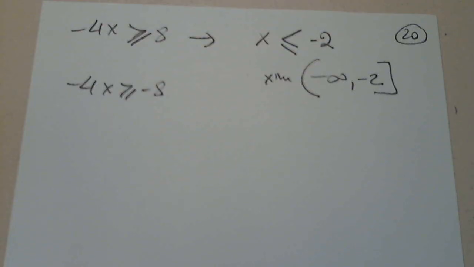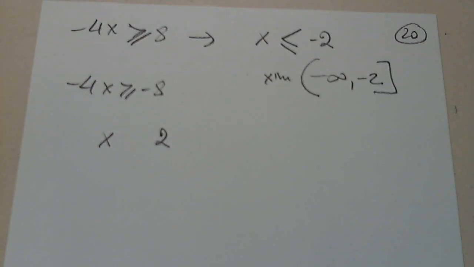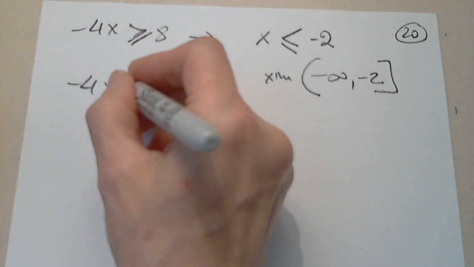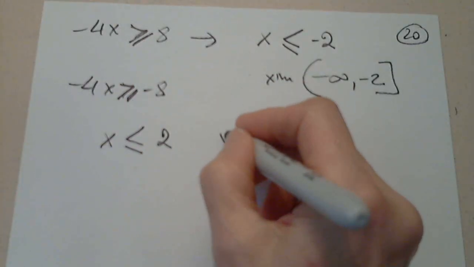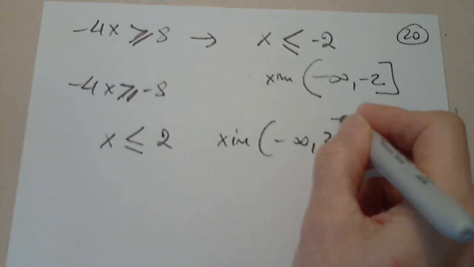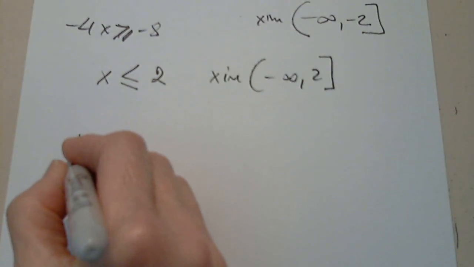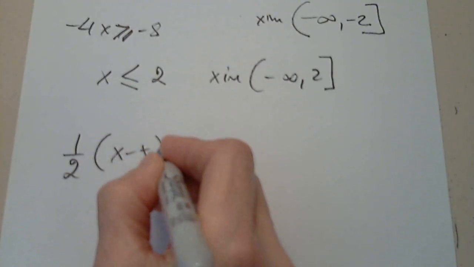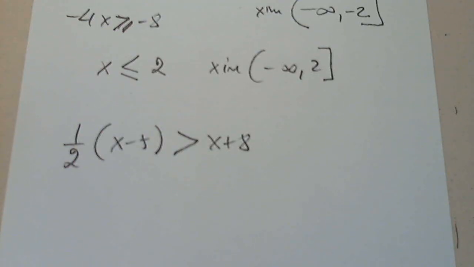What about here? Divide by negative 4. Good. So I have x and I have 2. What happens next? Flip the sign. Yes, indeed. From greater than or equal to, to less than or equal to 2. So from negative infinity to 2. x in the interval, negative infinity to 2. Good. Here's the next example: 1/2 x minus 5 greater than x plus 8. So let's see what we do here.